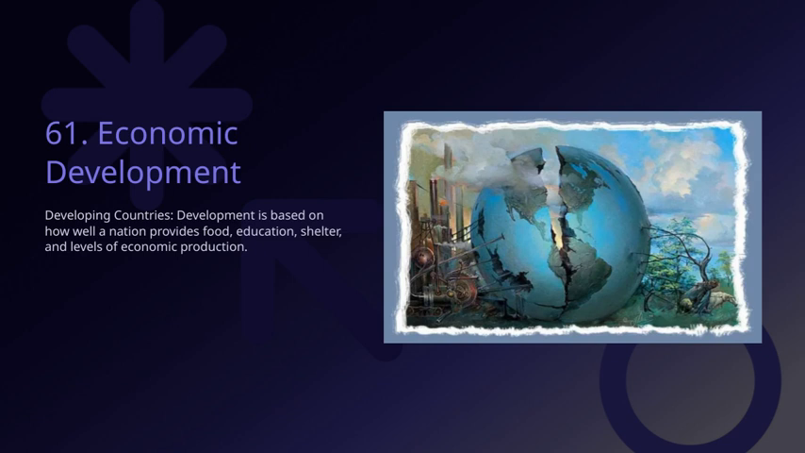In addition, the level of economic production plays a crucial role. When a country can produce goods and services efficiently, it not only supports its population, but also fosters growth and stability. All of these factors together give us a clearer picture of how well a nation is progressing in development. It's about more than just GDP numbers. It's about ensuring that people's basic needs are met and that the economy is supporting a thriving society. This understanding ties into the broader theme of economic development, highlighting the importance of comprehensive growth that benefits everyone.